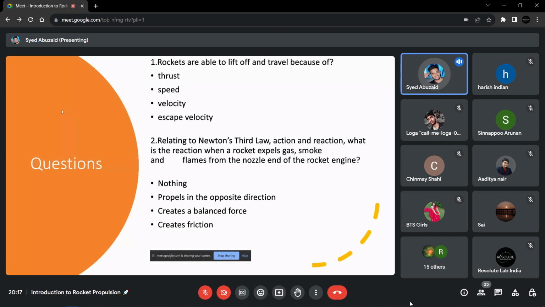So basically, the first question: rockets are able to lift off and travel because of. There are four options. The first one is thrust, the second one is speed, the third one is velocity, and the fourth one is escape velocity. So if you know, please give me the answer. Thrust. And anyone else, please.